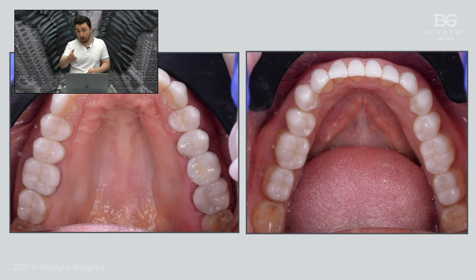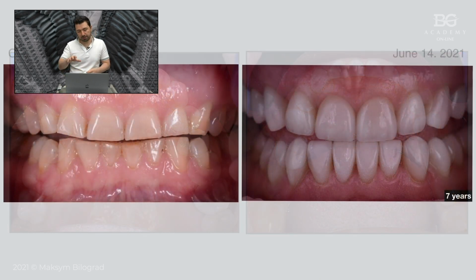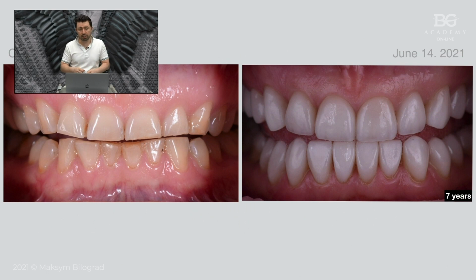And then she promised, by the way, to remove the wisdom teeth. We needed to remove them because there was interference. And here we have part of an image from 2021. We started in 2014, so here we have a 7-year recall, 2021. Pretty good and stable result.